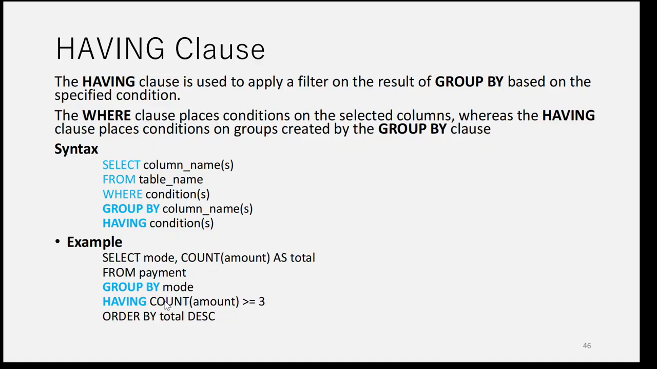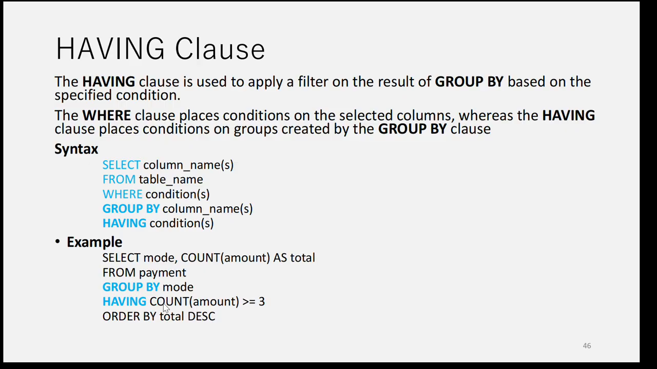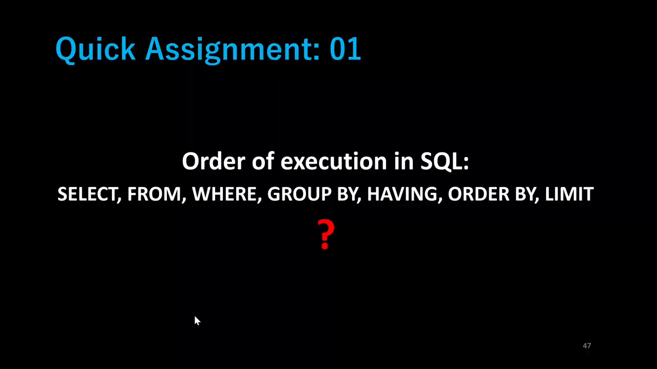HAVING clause is like a filter that is applied. You have two modes grouped, and the HAVING filters so that the output will be given only if the count of the amount is greater than or equal to 3. And then the ORDER BY can be descending, or any order.